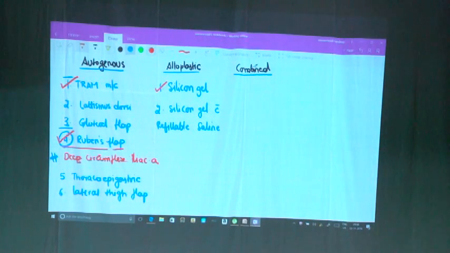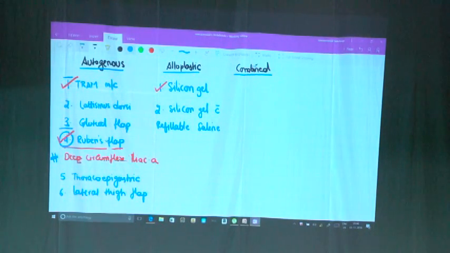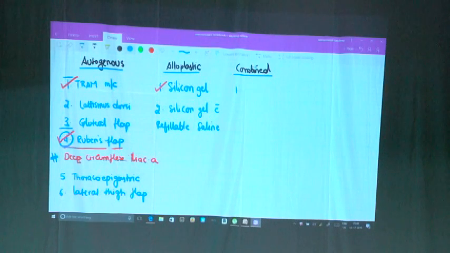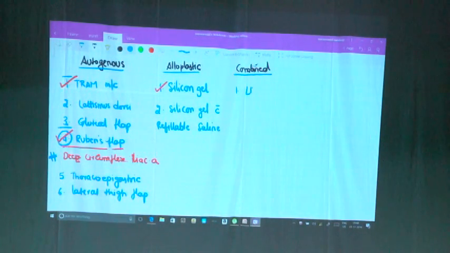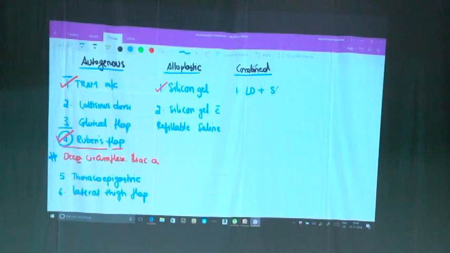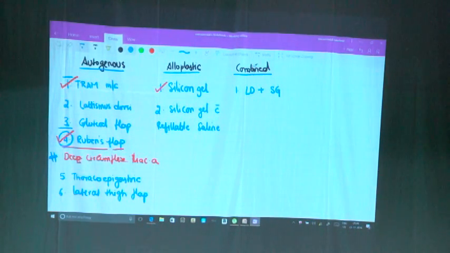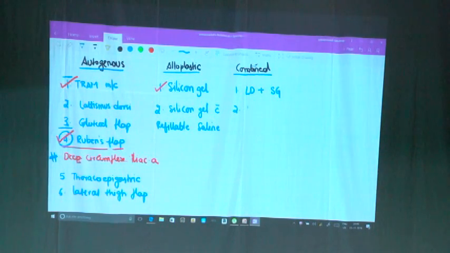In combined, you can use both, that is alloplastic as well as the autogenous graft. The most commonly used combination is latissimus dorsi plus silicon gel implant. If this is not in the option, the next commonly preferred one is TRAM with silicon gel implant.